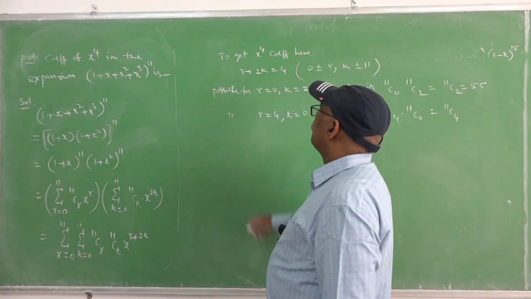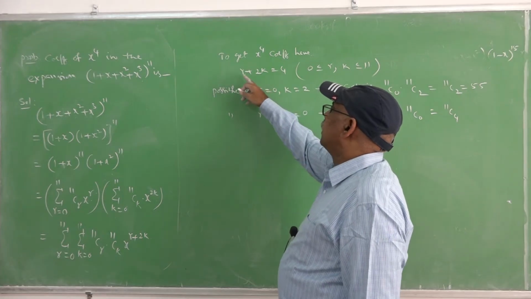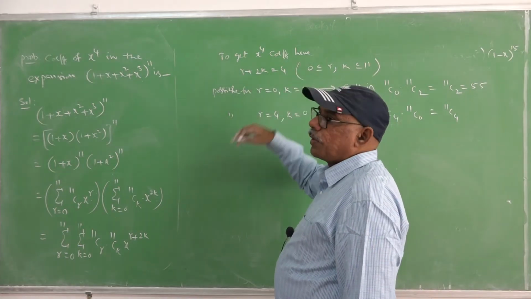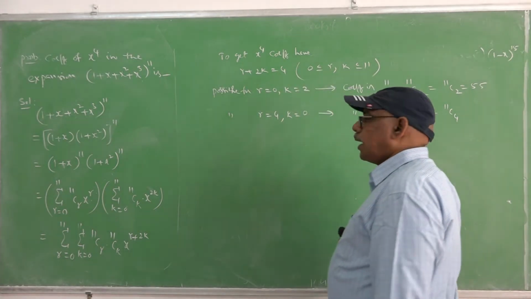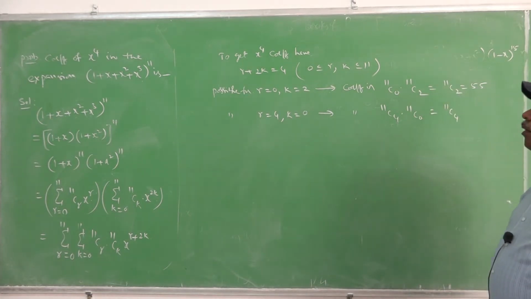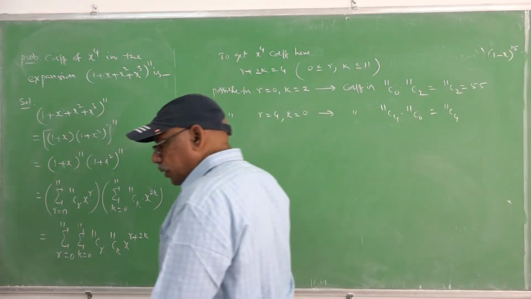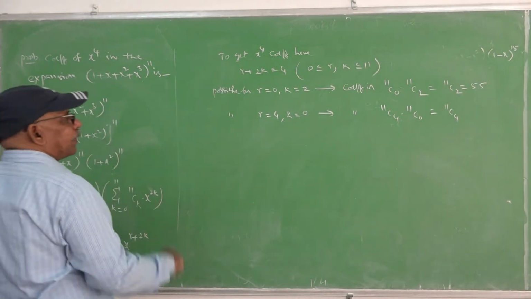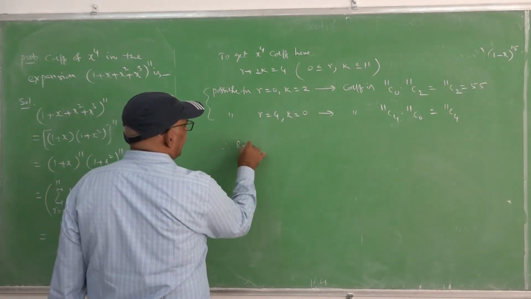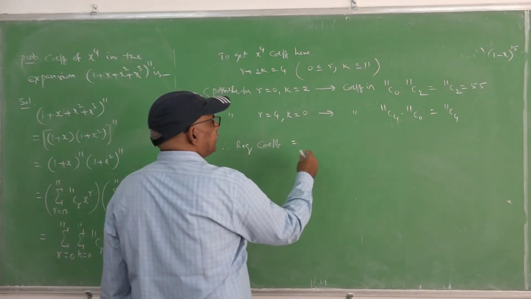Other than these possibilities, we may not get different values, because this is even. Once this is even, this must be even. Hence, we do not find such values for r and k except these two possibilities, so that r plus 2k equal to 4 and both r and k lie between 0 and 11. So the possibilities are only in this case. Hence, the required coefficient is the sum of these two possibilities.